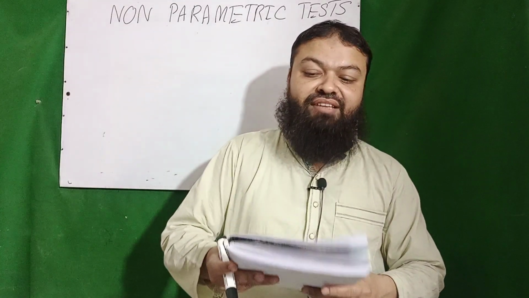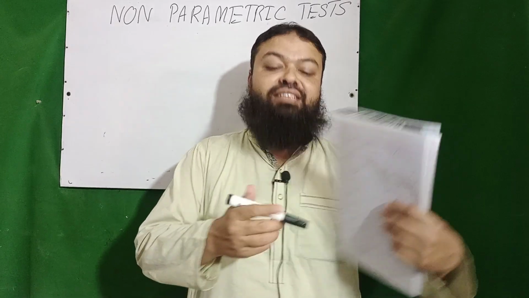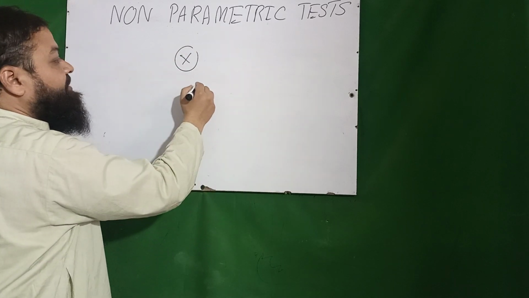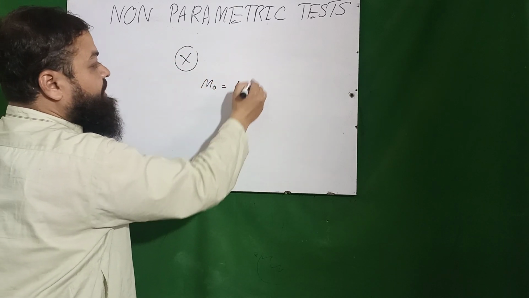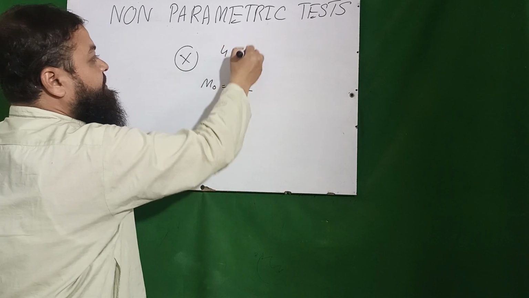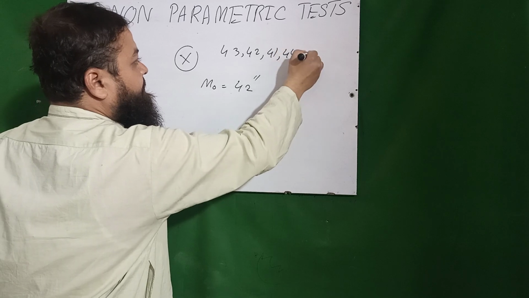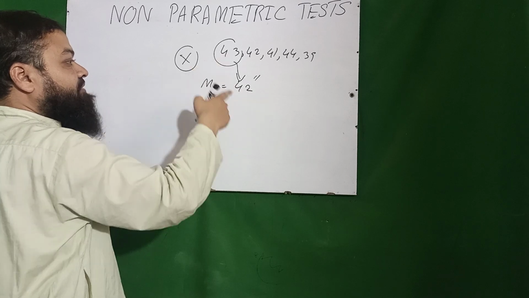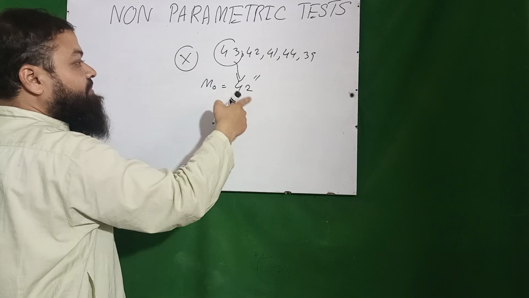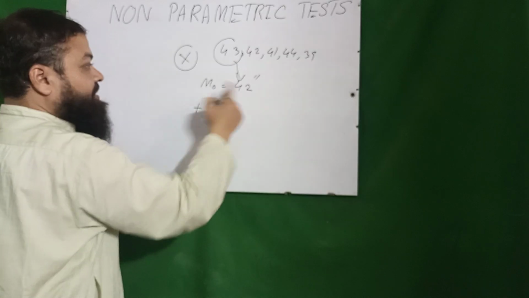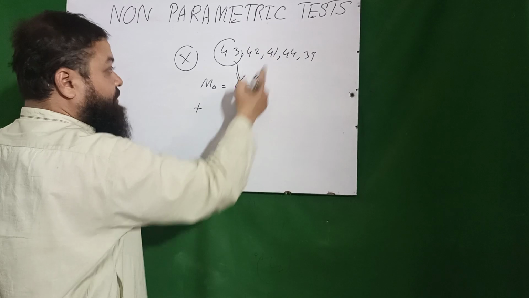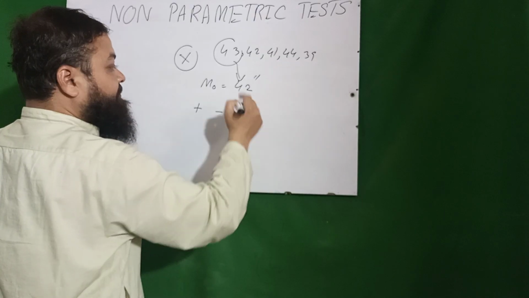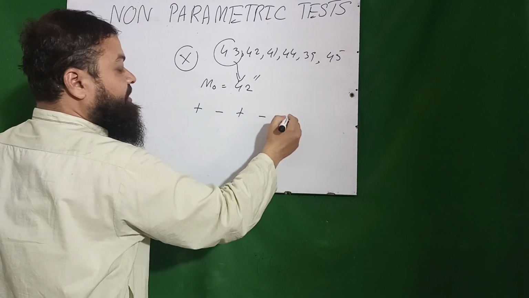Question number 1. In sign test, X is used as a test statistic. X is the test statistic and we allot the signs actually. For example, our median value is 42 inches and we have the values of the data set. We subtract every value from this median value which is to be tested, and if the difference is plus, for example 43 minus 42, we give the plus sign. 42 minus 42, 0 will be discarded. 41 minus 42, minus sign. 44 minus 42, plus sign. 39 minus 42, minus sign. For example 45 is over here, plus sign.